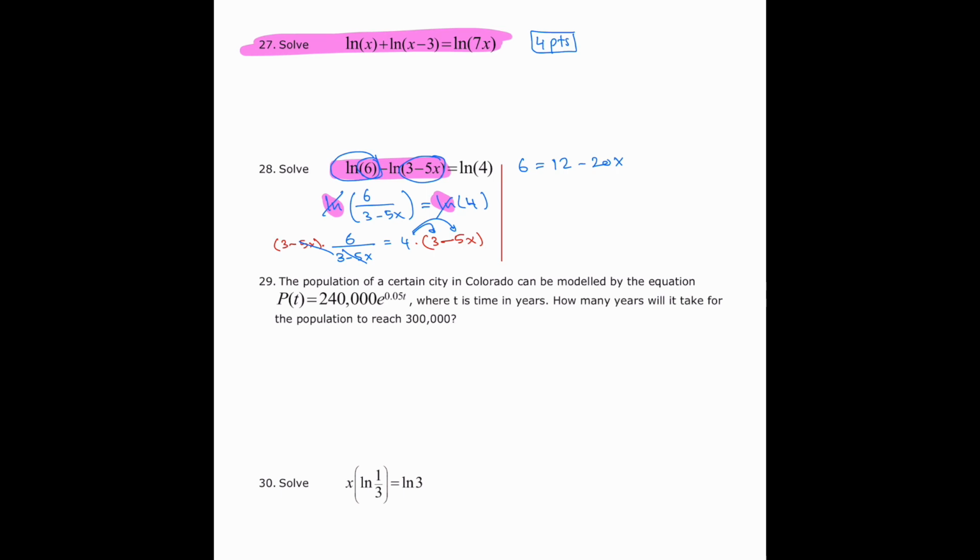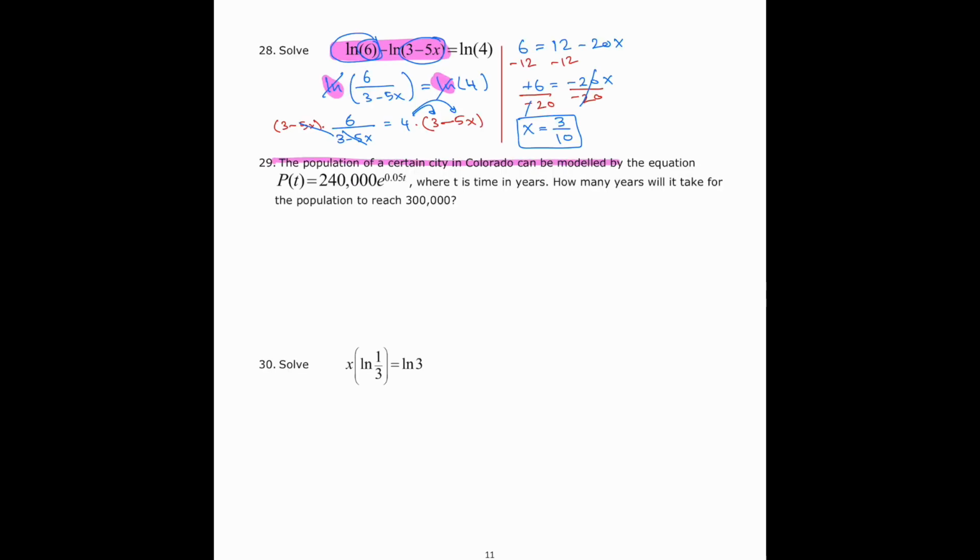Now we're going to solve. So I will subtract 12 from both sides of the equation. You will get 6 minus 12 is negative 6 equals negative 20x. You're going to divide both sides by negative 20. So you have x is equal to positive 6 over 20. If you reduce that, it's going to be positive 3 over 10. And that is the answer.